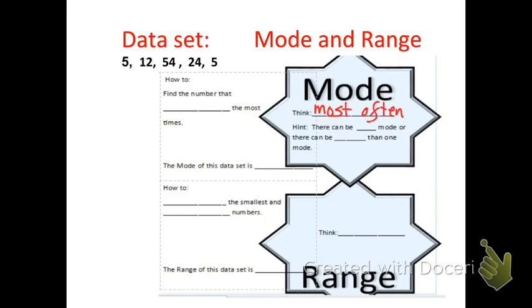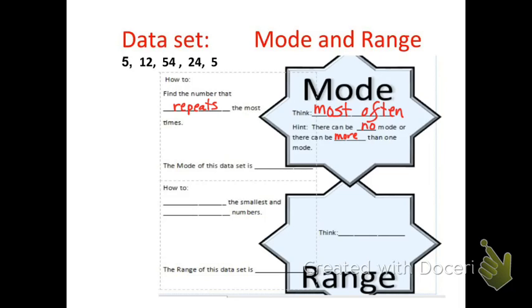Now, your hint is there can be no mode. In other words, there's nothing that's repeated. That's called no mode. That's not zero mode. Or there can be more than one mode. In other words, if we have numbers that are repeated the same number of times, then we have more than one mode. Okay? So it says for our how-to, find the number that repeats the most times.